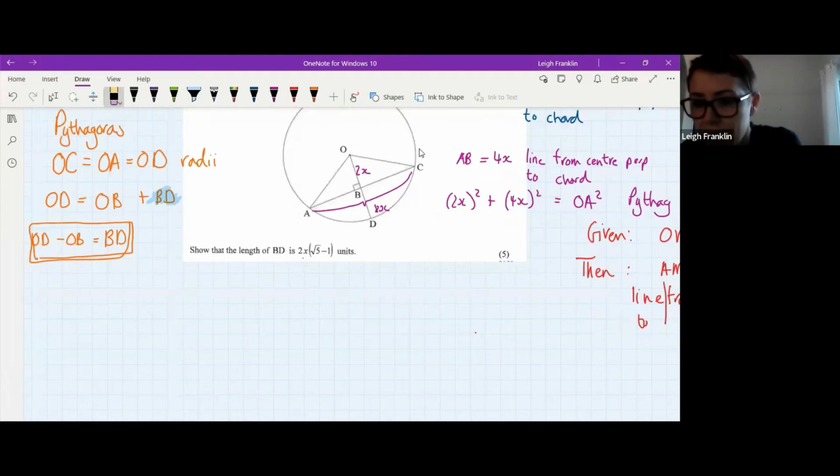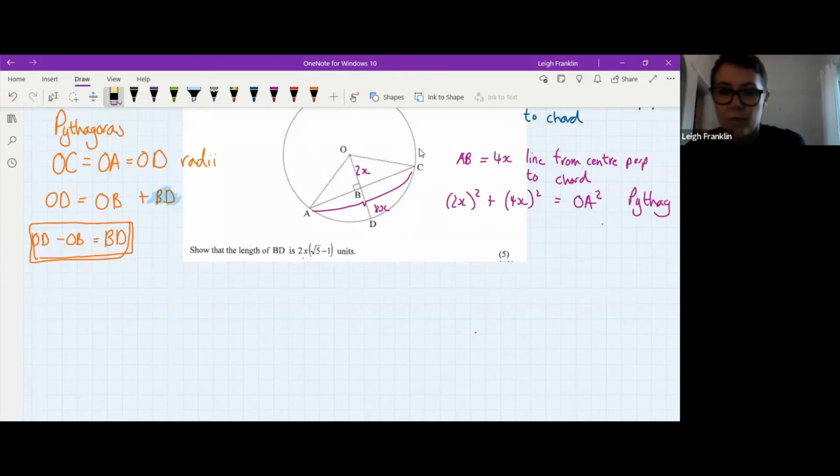Let's just rub this out because it's in the way now. What we're going to end up with is an expression for OA squared. So OA squared is going to be equal to, now comes our algebra, 2x squared is going to leave us with 4x squared. And then when we square 4x, we're going to end up with 16x squared. So that means that OA squared is going to be 20x squared.